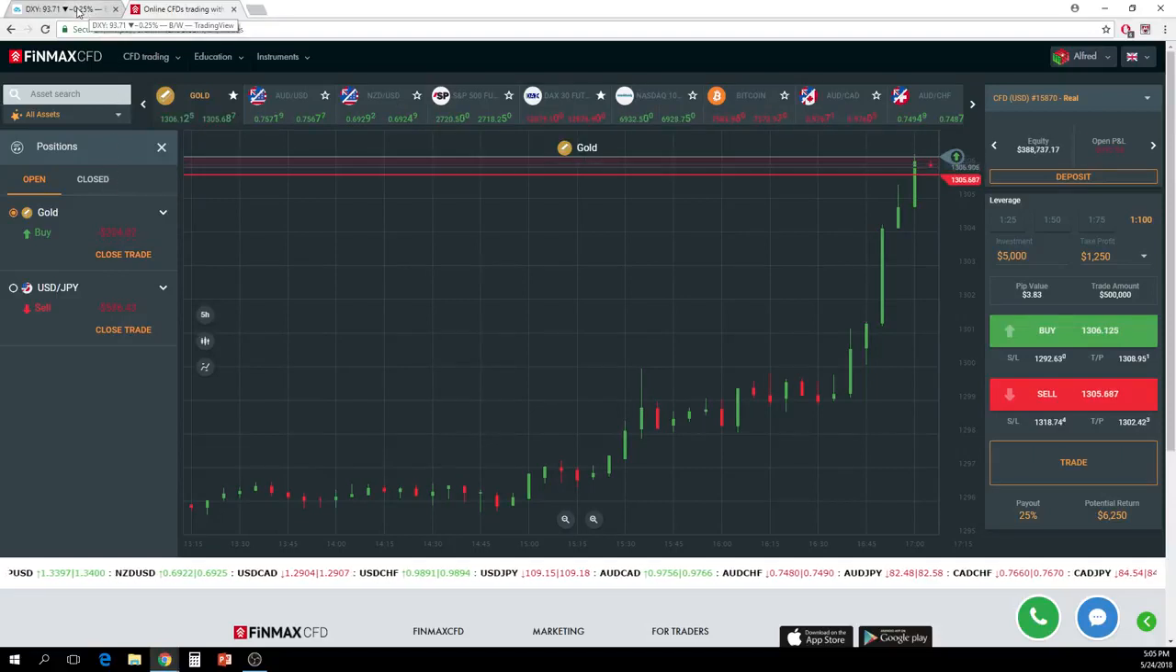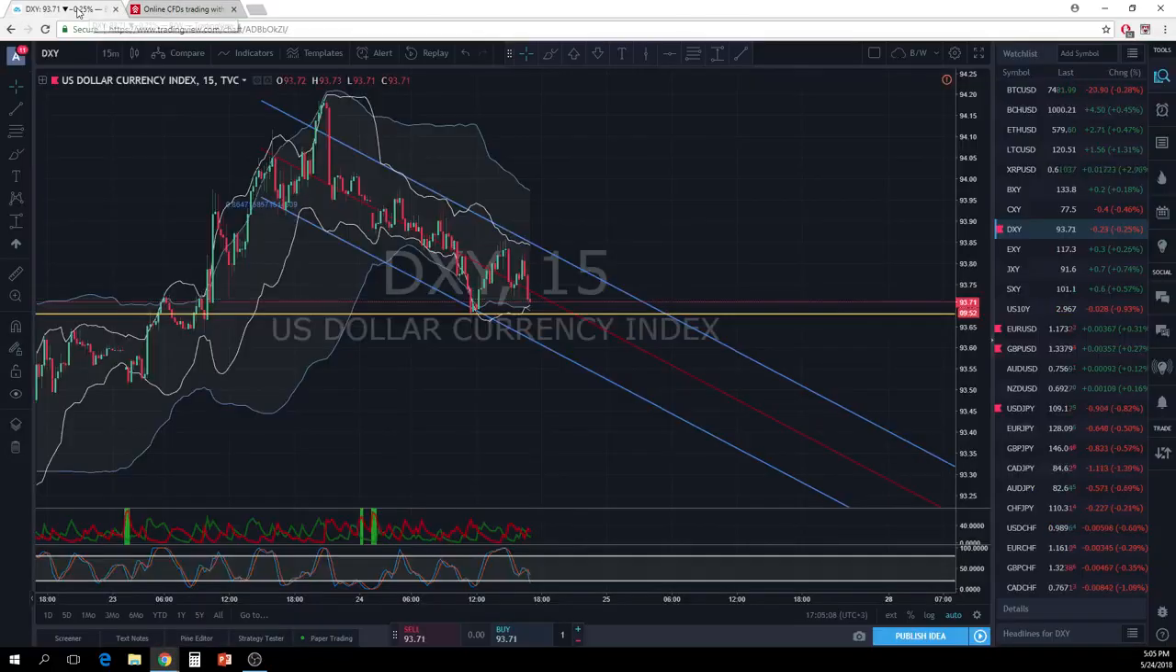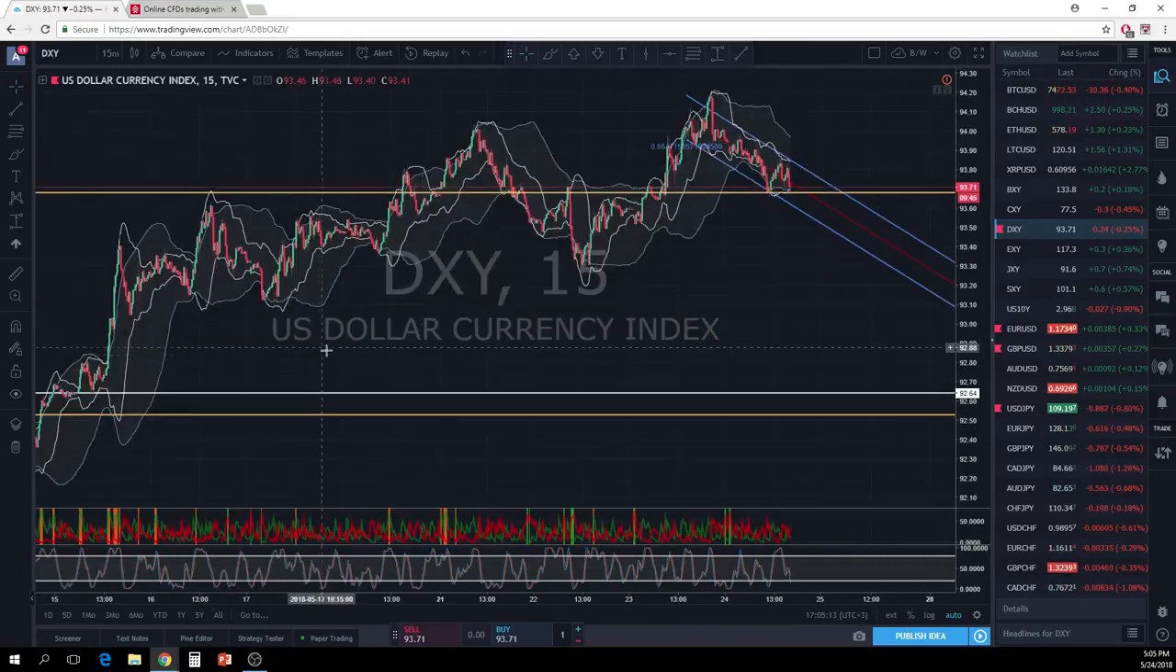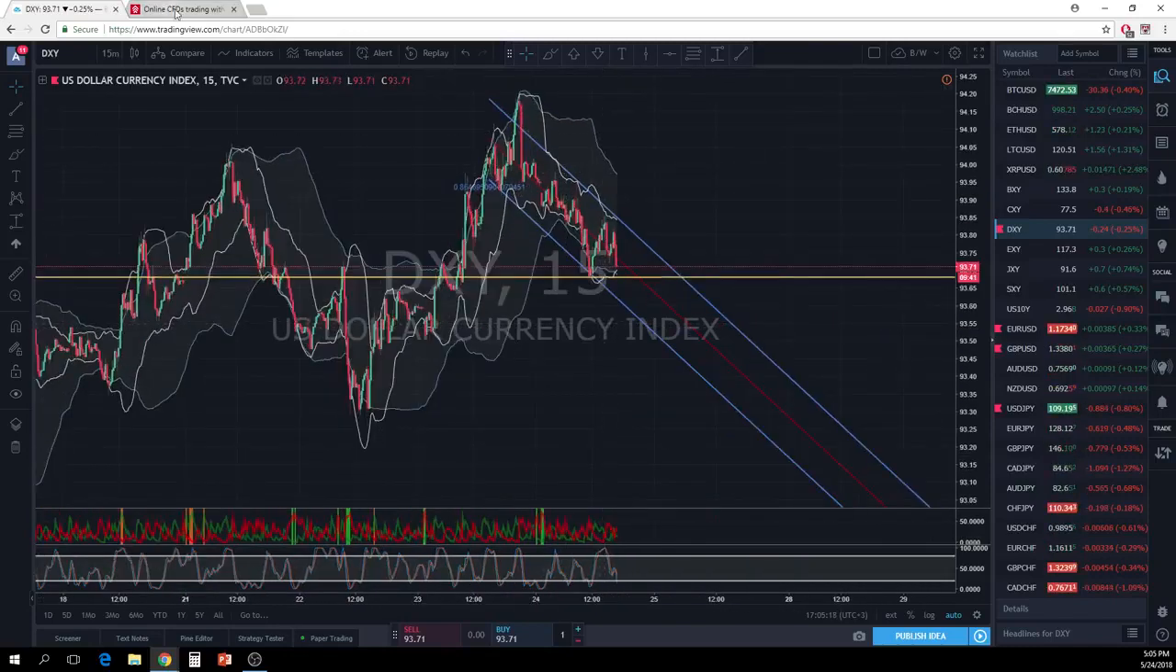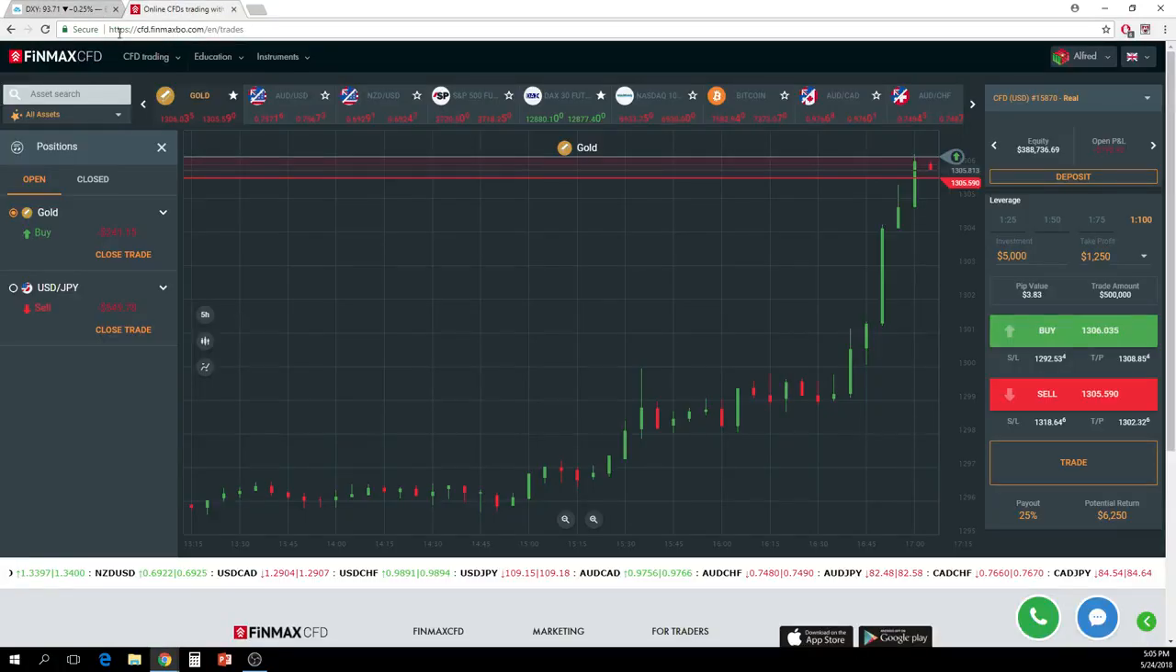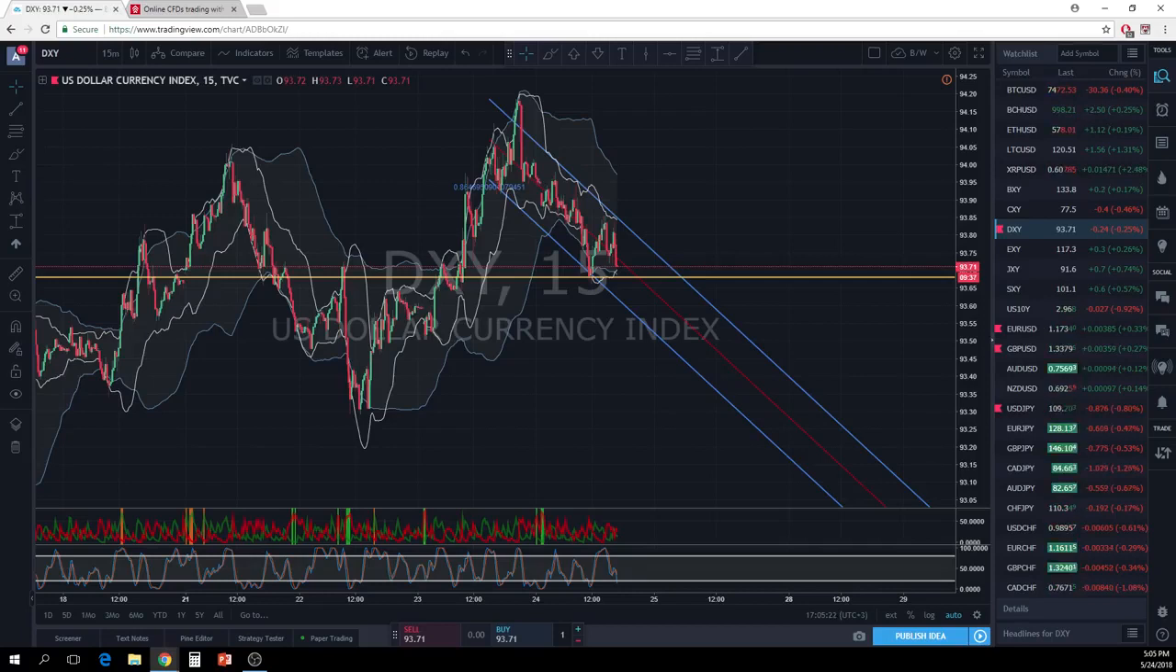All right, let's take a look and see if gold is decreasing right now. Sorry, the dollar is decreasing right now, so it should stay that way and reflect on the price of gold. Yeah, it's decreasing slightly, but that's just a small correction, I think.